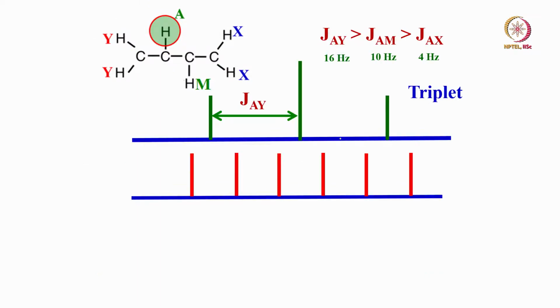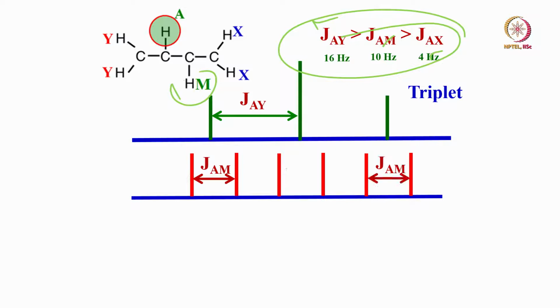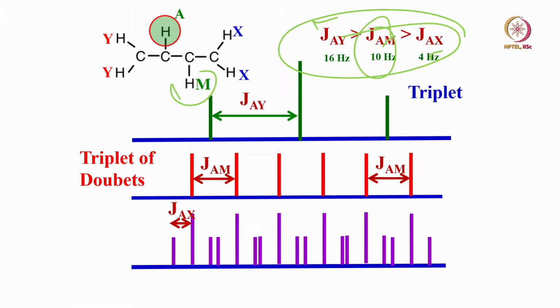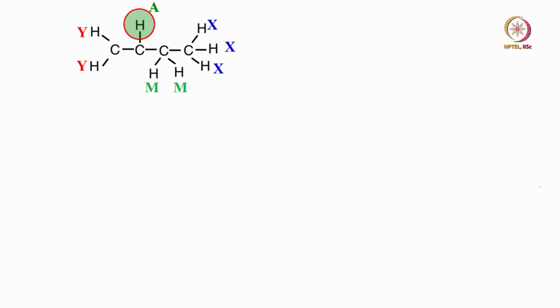So we can see if the situation gets reversed now. If this coupling is larger than this one and then this one, the triplet is going to be there first because of the AY coupling, and then M will split each of them into a doublet because this second one is larger, as I have chosen. So this is going to be a triplet of doublets, and then each line of this doublet is further split into a triplet. So this is the pattern you are going to get. Then what do we call this pattern? Largest is triplet, then doublet, then triplet. So this pattern is called a triplet of doublet of triplets. Very easy to understand. Okay.